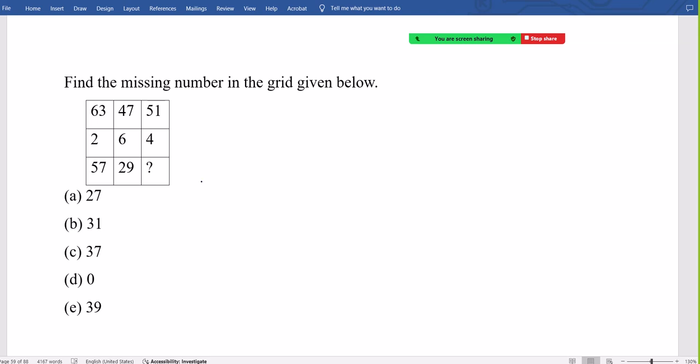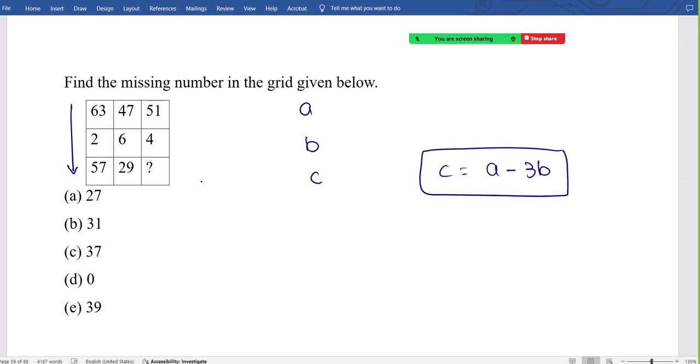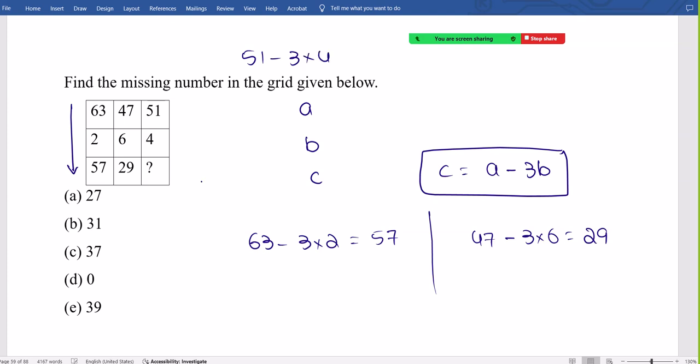Yeah, if you look into that vertically, A, B, C, C is nothing but A minus 3B. 63 and 57 difference is 6, right? 63 minus 3 into 2. 47 minus 3 into 6. So 51 minus 3 into 4 is 39. Option E is correct.